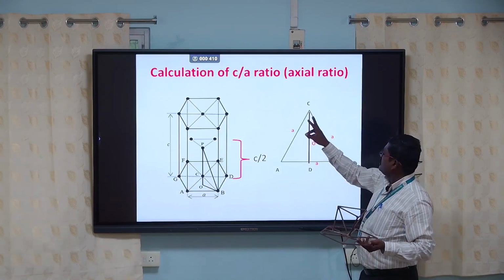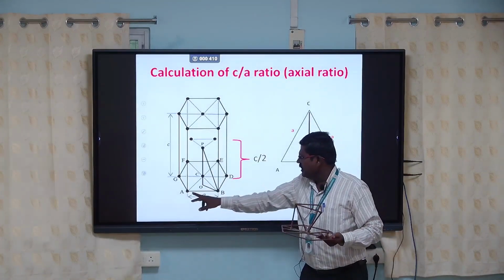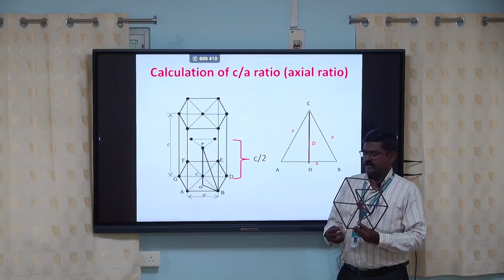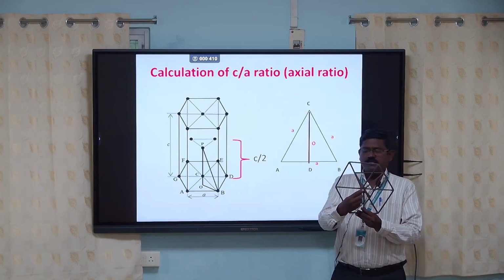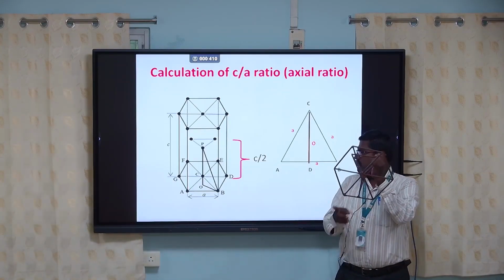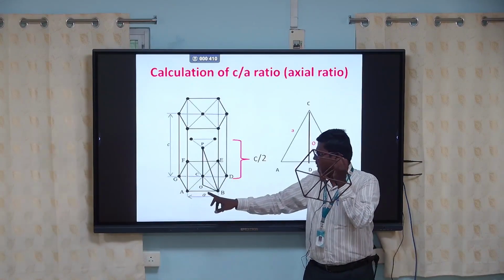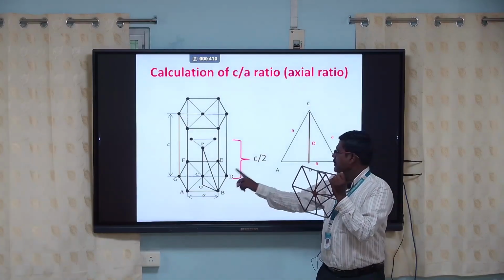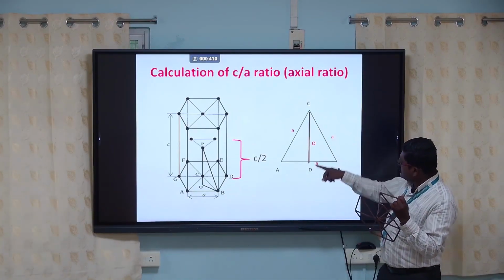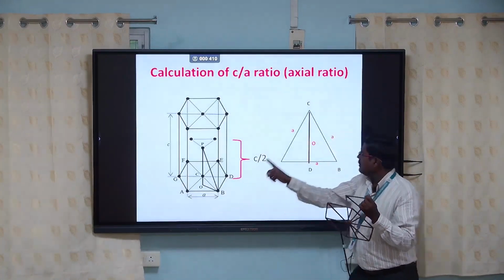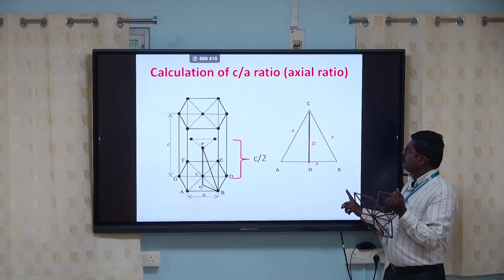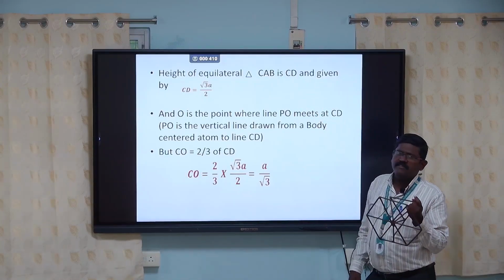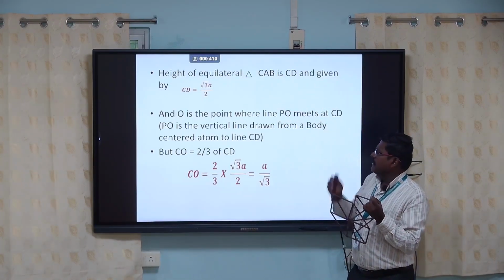Here I have drawn the triangle CAB. So this is the CD. D is not mentioned here, but CD is the height of the triangle. So from triangle CAB we can find CD is the height. Height is given by root 3 A by 2.